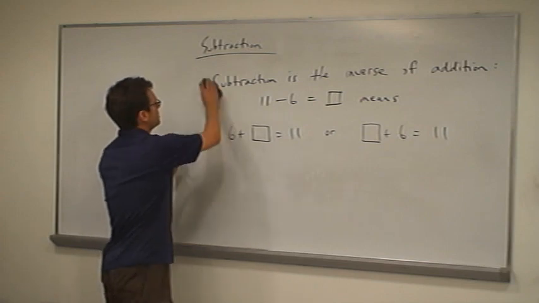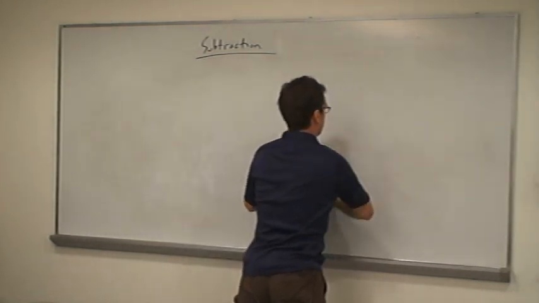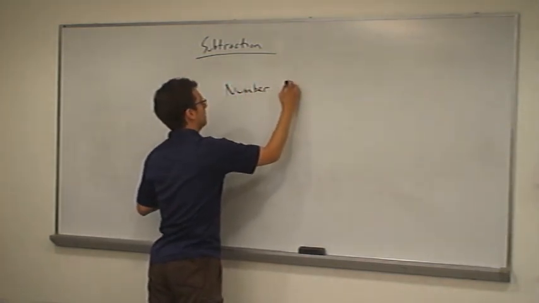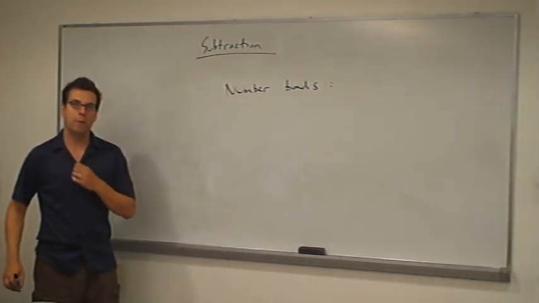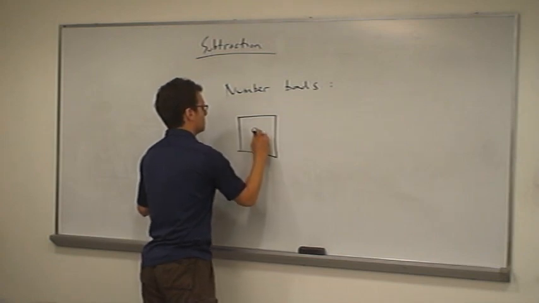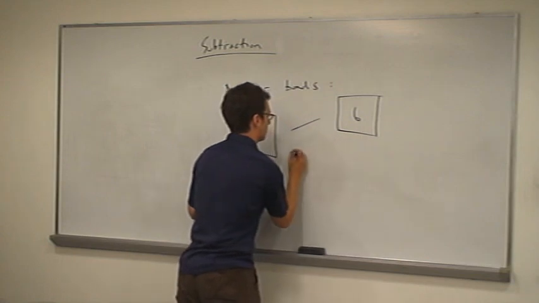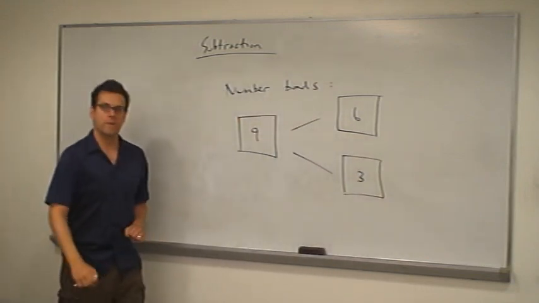And a really nice feature of the Singapore text are what are called number bonds, and you will see these in the lower grade textbooks. So number bonds are simply pictures that look like this. So for example, we might have the following. So we're bonding together a 9 with a 6 and a 3.